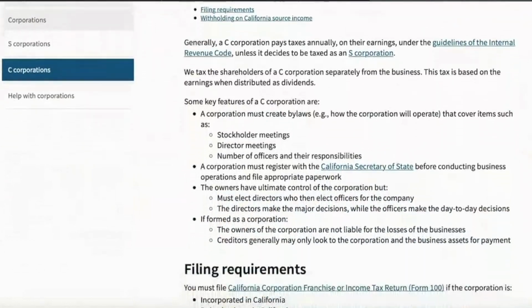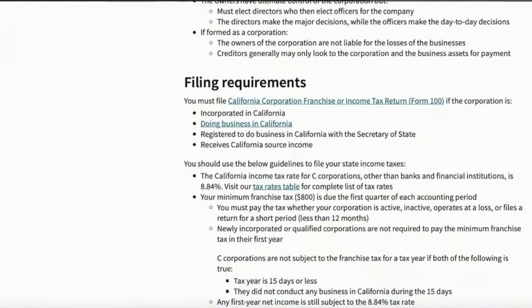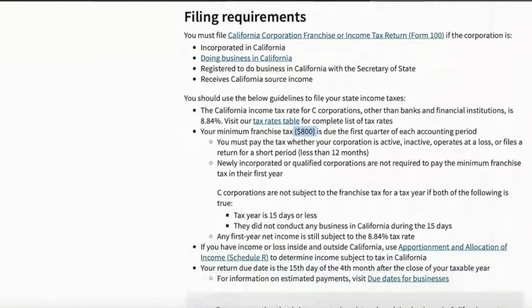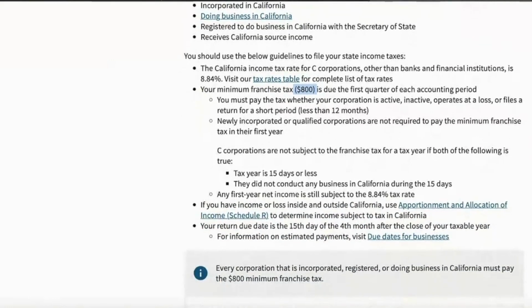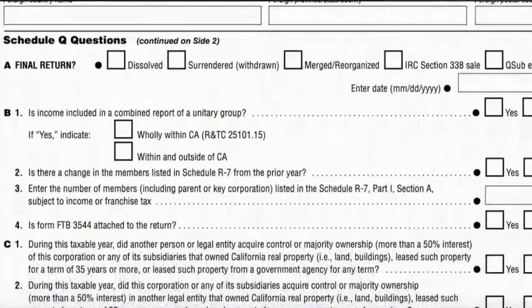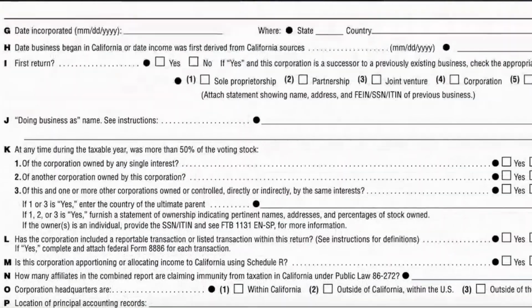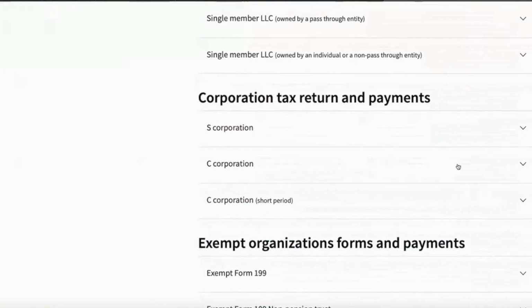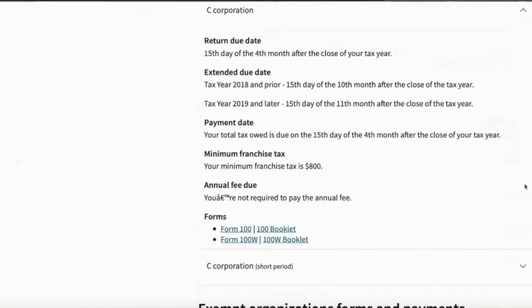In California, corporations are taxed based on their taxable income with a graduated tax rate that starts at 8.84% for taxable years beginning January 1, 2020. Additionally, all corporations must pay a minimum franchise tax of $800 per year. The franchise tax is based on the corporation's net income or capital stock, whichever is greater. All California C corporations and LLCs file Form 100 and it's due on the 15th day of the third month after the close of the tax year.